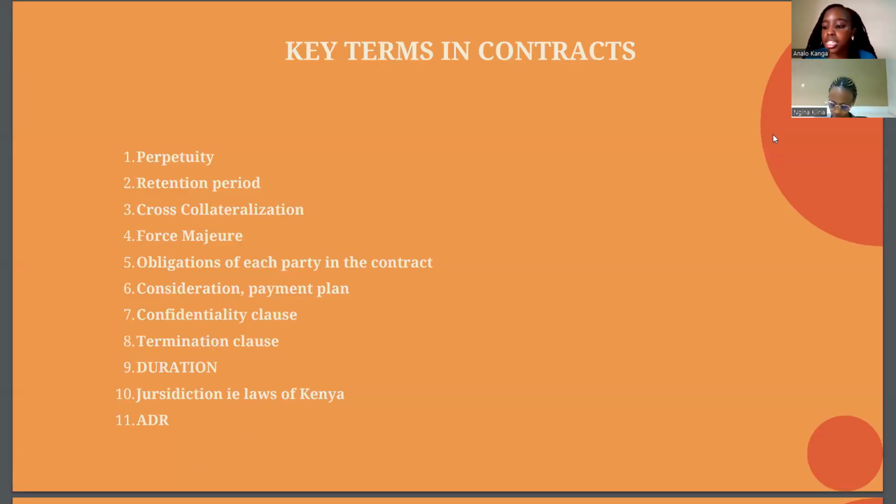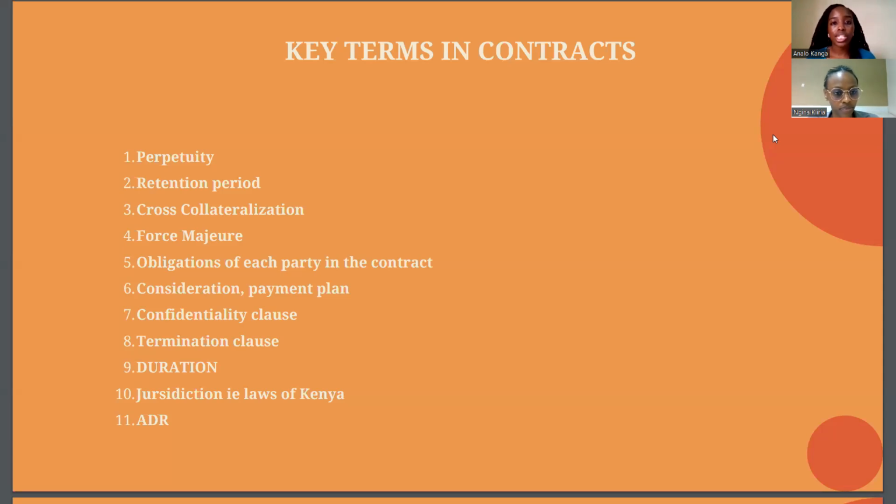So these are some key terms in contracts. I don't think I'll be able to get through all of them, but I'll just wrap through them very quickly. As a creative, these are some words that you need to remember. So if you have your phone, kindly take a screenshot of this particular slide in case there's a word that I don't get through.